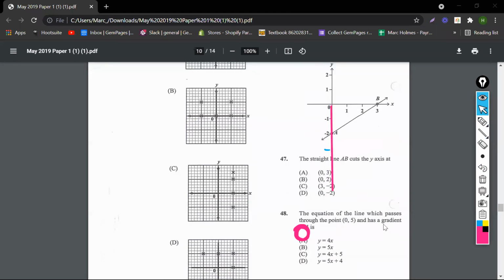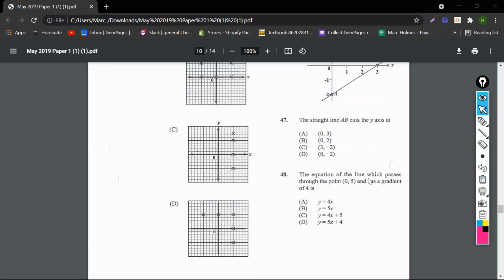Let's look at the other one now. It says here, the equation of the line which passes through the point 0, 5 and has a gradient of 4 is... All right, so this one is not so easy. The point 0, 5 means this is the y-intercept, and the gradient is 4. So y is equal to 4x, because the gradient is 4, plus 5, because the 5 is the y-intercept, guys. So the answer for this one is C.